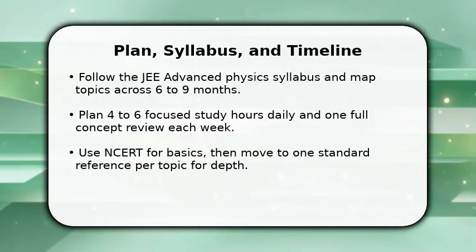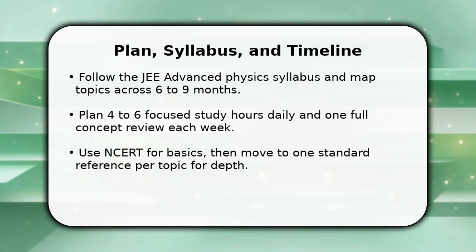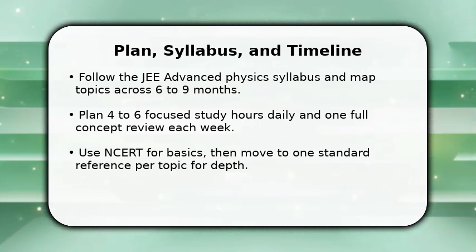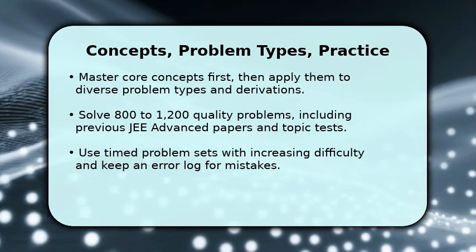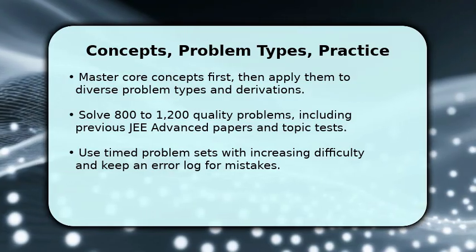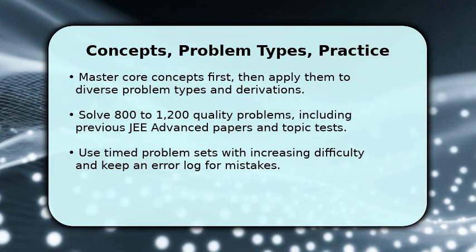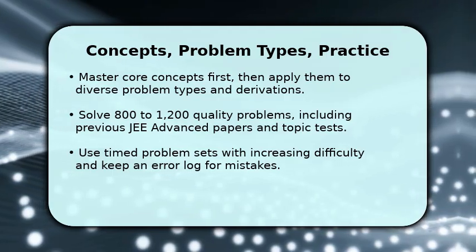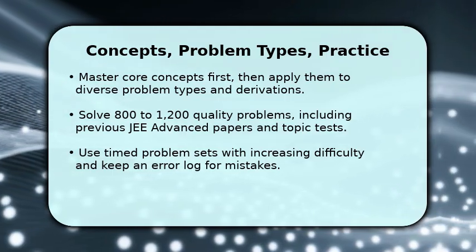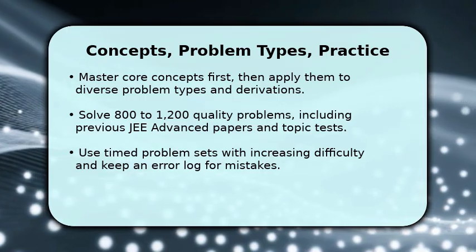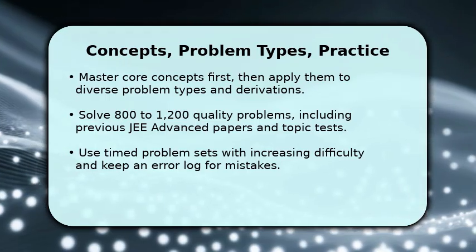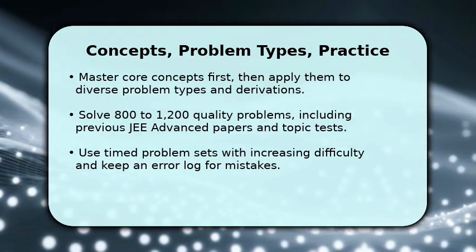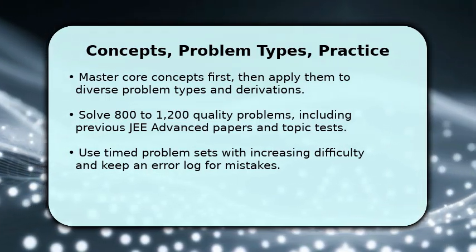Allocate the final 6 weeks to intensive revision and targeted weak topic practice, listing high-weight chapters first and scheduling daily micro-revisions. Master core concepts first, laws, derivations, and physical reasoning, then apply them to diverse problem types including conceptual, numerical, and multi-concept integrative questions. Solve 800 to 1,200 quality problems overall, mixing previous JEE Advanced papers, chapter tests, and selective problems from higher difficulty sources.